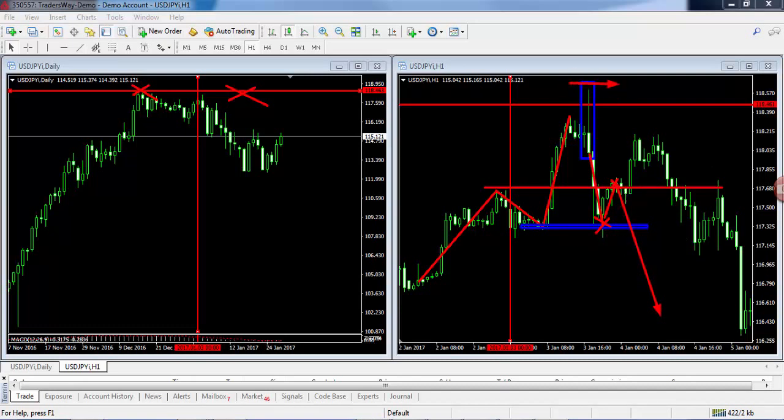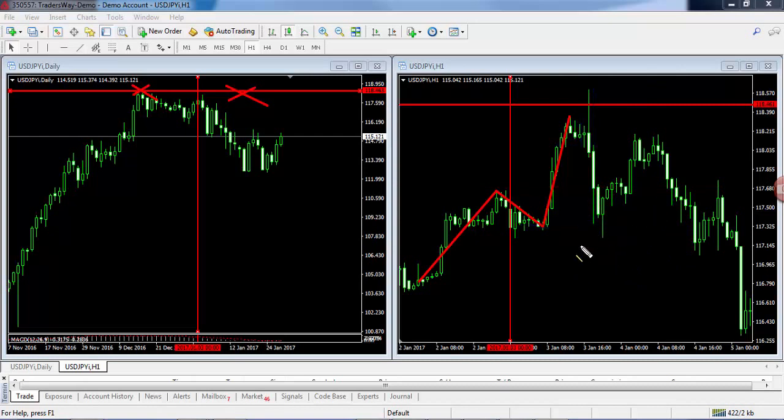So if for worst case scenario, price retests this high, my trade is still good because my stop loss is all the way up here. So if price creates that double top pattern, then my trade is still active and I'm still expecting the market to fall. So that's scenario number one.